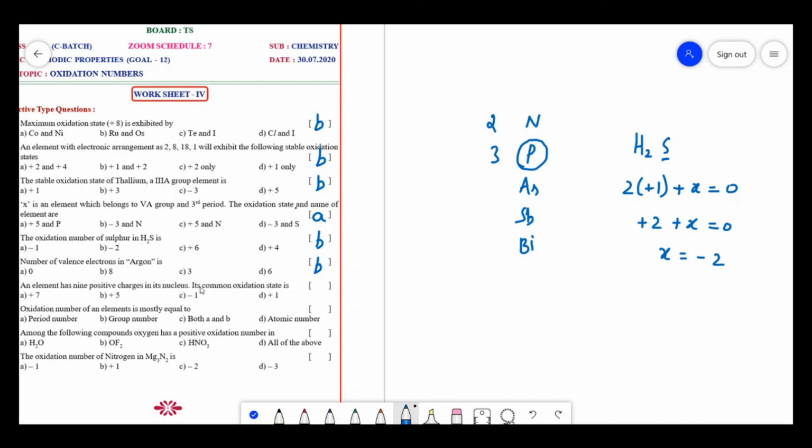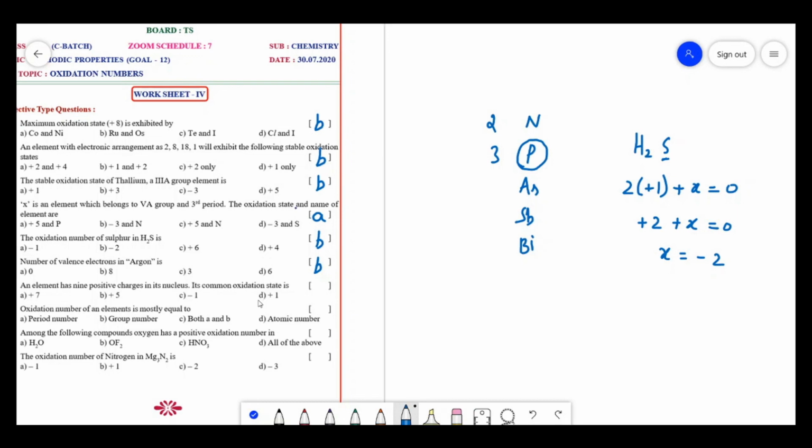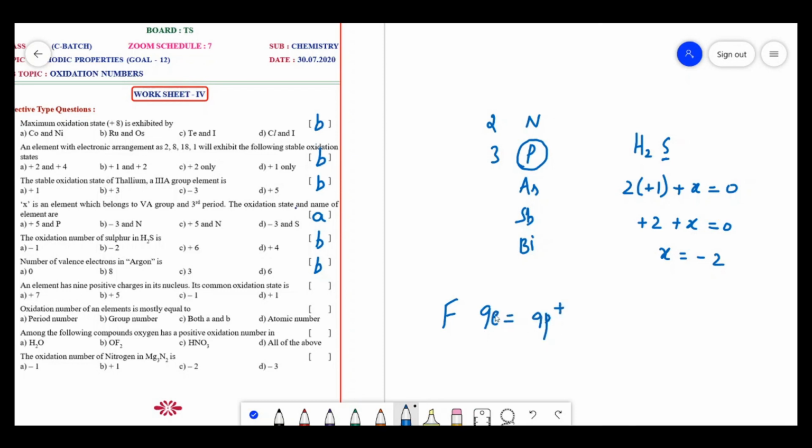An element has 9 positive charges in its nucleus. Its common oxidation state is... 9 positive charges means it is fluorine. Fluorine contains 9 electrons and 9 protons. Protons are positive charges, electrons are negative charges. So this is fluorine. Fluorine will always exhibit a -1 oxidation state. So the answer is C.